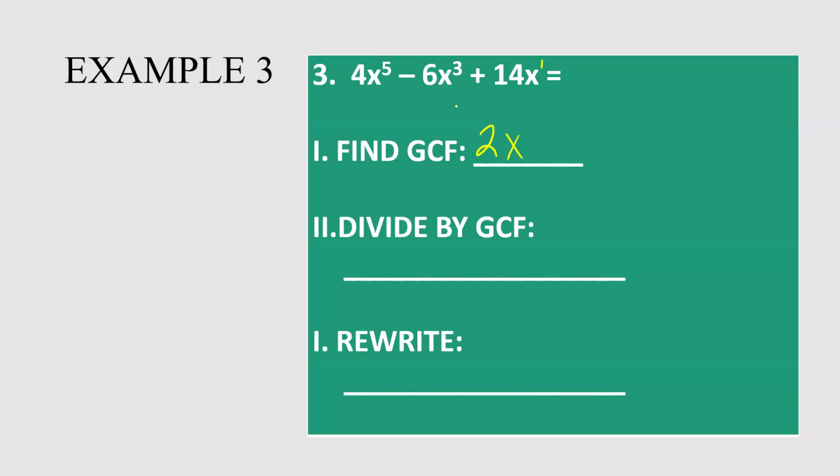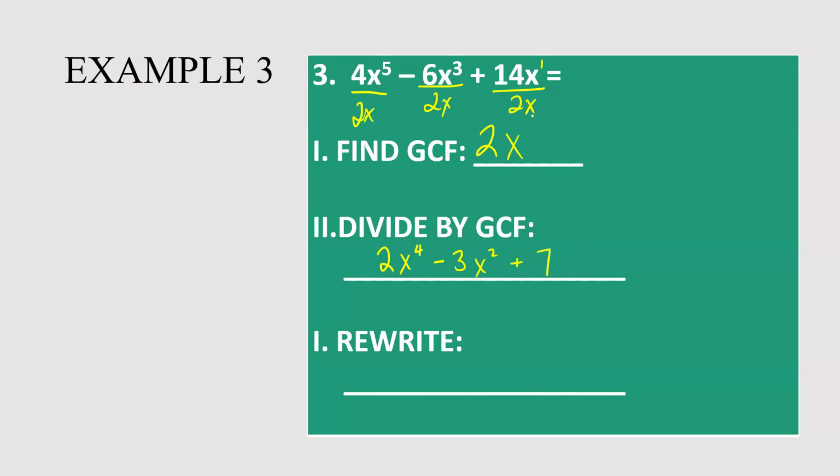All right, so we're going to divide each term by 2x. So we're dividing this by 2x, dividing by 2x, dividing by 2x. I like to write it out. You don't have to write it out if you can visually do it, okay? So we have 4 divided by 2 is 2. X to the 5th divided by x is x to the 4. Negative 6 divided by 2 is negative 3. X to the 3rd divided by x is x squared. And 14 divided by 2 is 7.